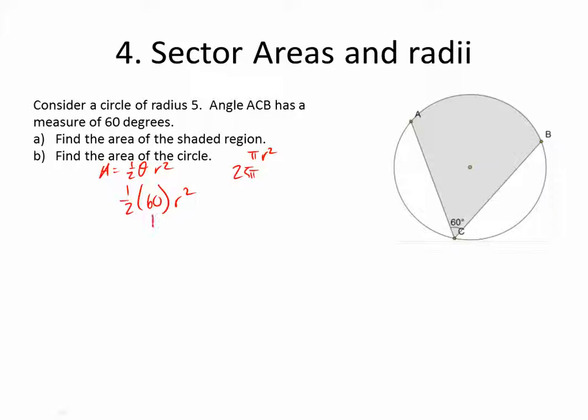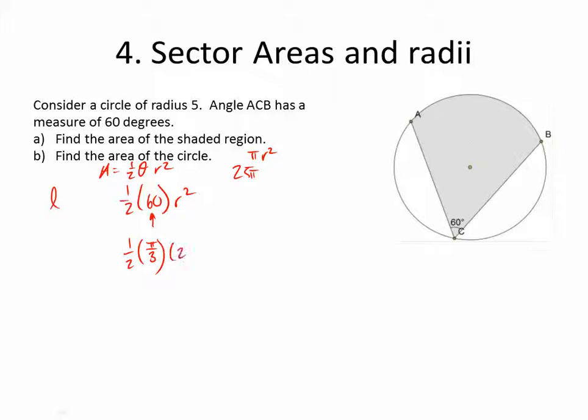So your first problem is the fact that you use degrees. You can't use degrees in this formula. Both this and the arc length must be in radians. So then you say, okay, well, I'll just change it to radians. And I go 1/2, and then I go pi over 3 because I know my trig, and 60 is pi over 3.